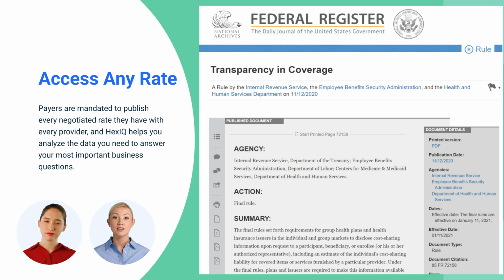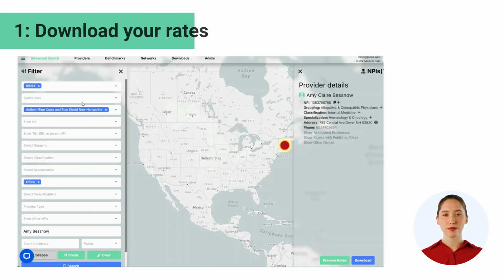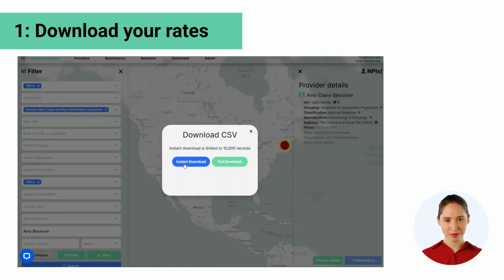Okay, but there's still a lot of information to take in here. What exactly am I looking at? Let's walk through a simple example together. Dr. Amy Besnow is a hematology and oncology specialist based in New Hampshire. Let's do a search for her negotiated rates for a 30-minute appointment with an established patient in an office setting.